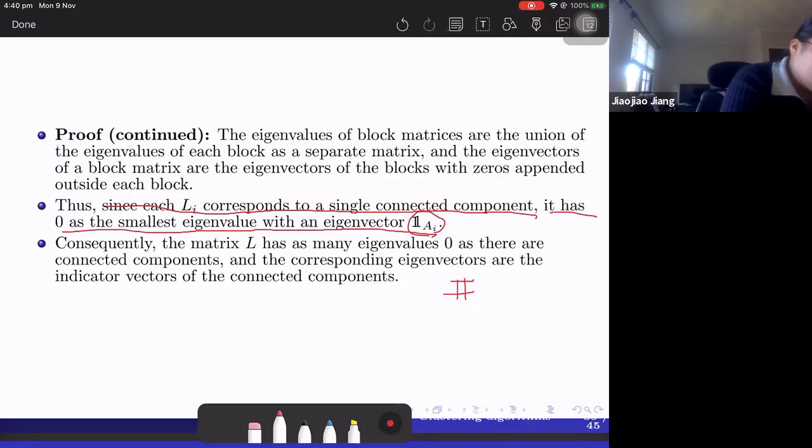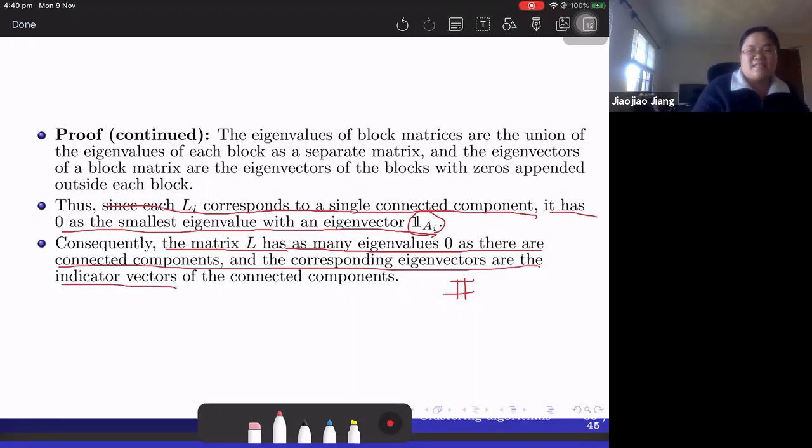So consequently, the full matrix L has as many eigenvalues 0 as there are connected components, and the corresponding eigenvectors are the indicator vectors of the connected components. Okay, guys, do you have any question here?